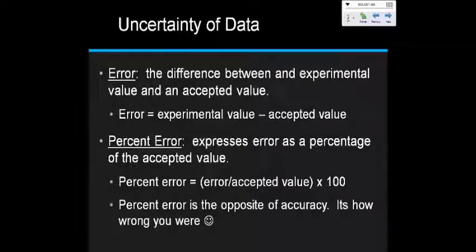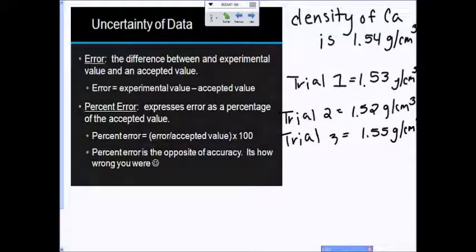Now, percent error is telling you how wrong you were in the lab. So it's not something super fun, but we do have to calculate percent error when we're doing labs in chemistry to see how far off we were. Now let's go ahead and look at some practice with this. Okay, guys, so let's look at an example of this. If we know that the density of calcium is 1.54 grams per centimeters cubed, and you're figuring out and calculating the density for a lab, let's look.